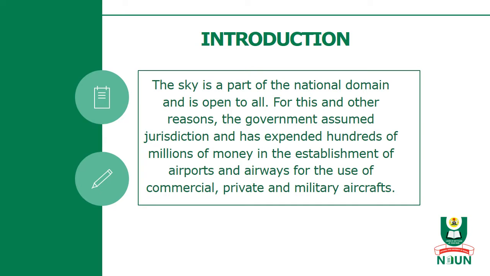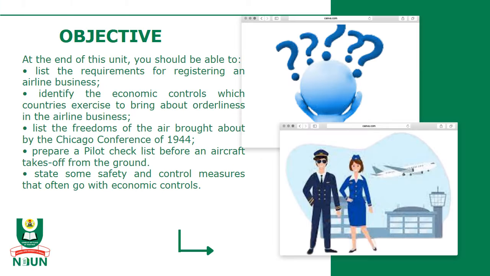The introduction on this is to discuss the sky, that is part of the national domain and is open to all. And for this reason, the government assumed the jurisdiction and has spent hundreds of millions of money in the establishment of this airport and airways for the use of commercial, private, and also military craft.